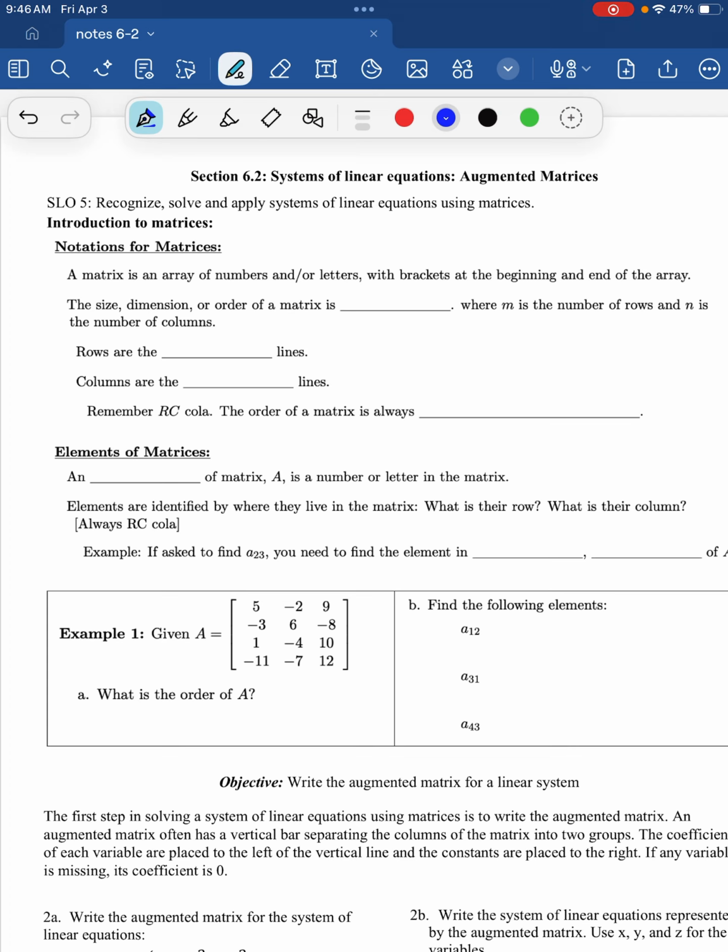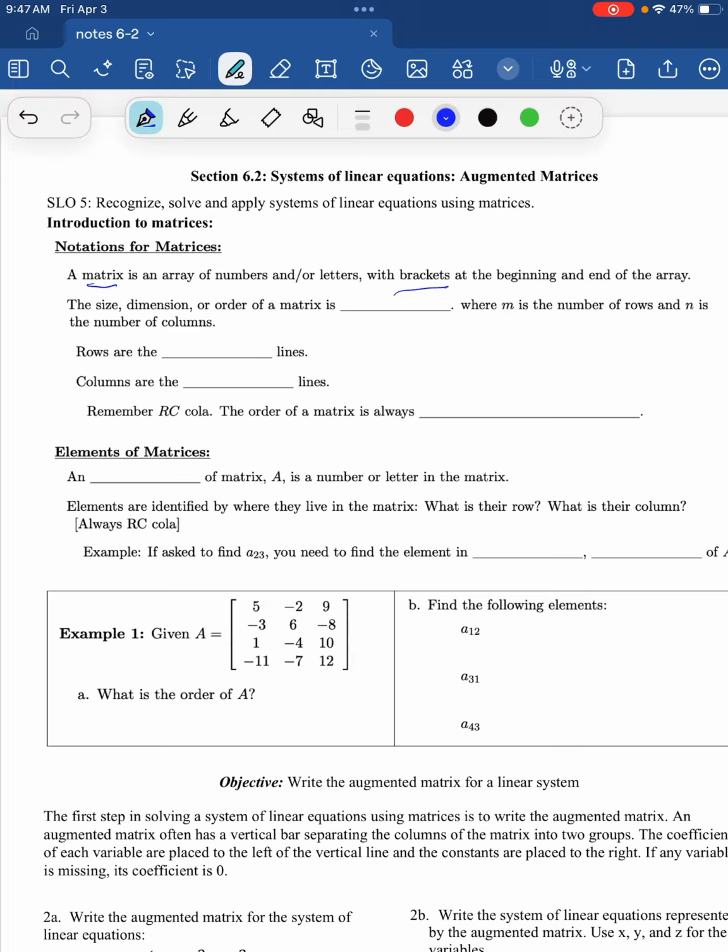So a matrix is an array of numbers and/or letters with brackets at the beginning and end of the array. So that we know something is a matrix and not just a regular number or a point or something else, we're going to be using square brackets.